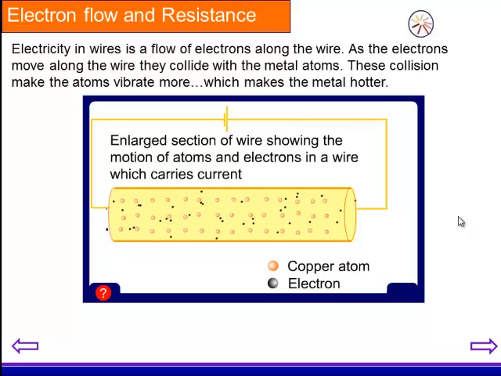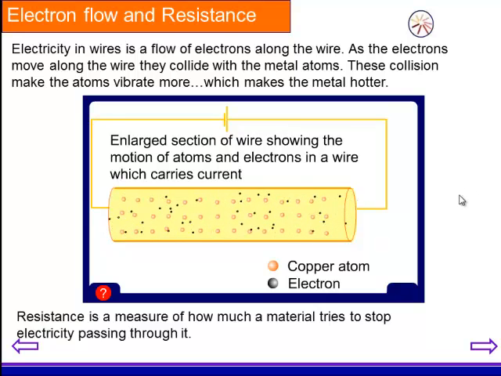So that's one issue. That kind of copper atoms getting in the way, or stuff getting in the way of electrons travelling, is known as resistance. So the resistance is a measure of how much material tries to stop electricity passing through. Okay. So I've already mentioned one feature here. Let's just think about our system. What other features will impact electrons travelling?